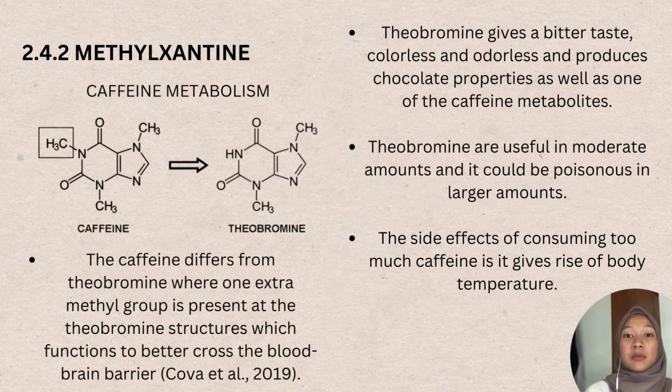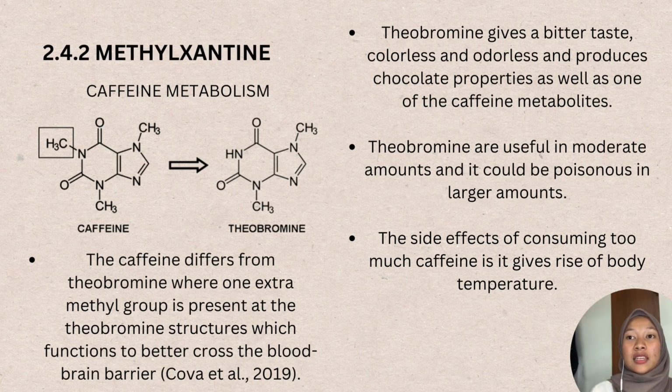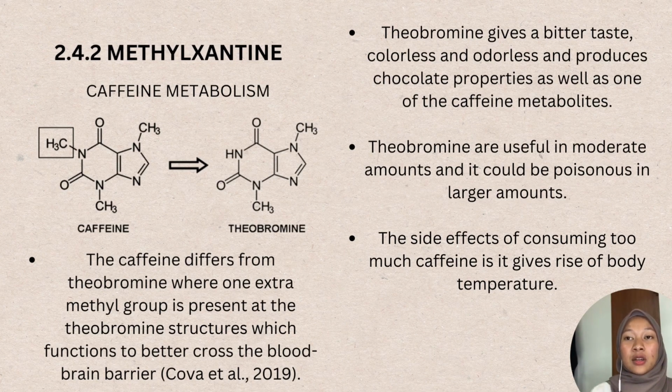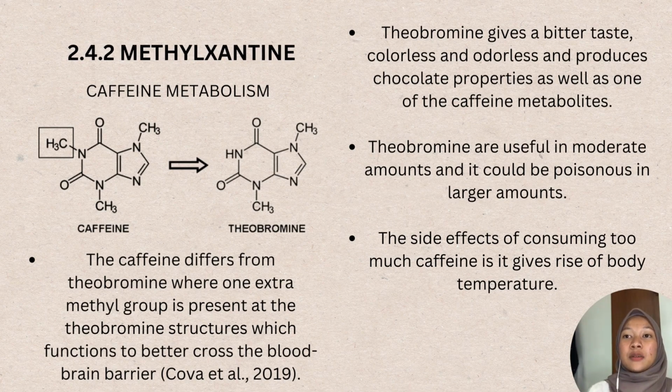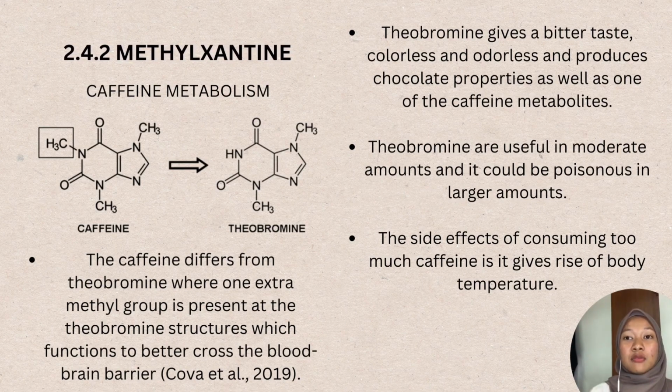The next bioactive compound is methylxanthine. The methylxanthine compounds found in cocoa are theobromine, caffeine, and also some theophylline. The amount of theobromine and caffeine depends on the cocoa genotype itself, where the amount of caffeine is studied to be relatively small compared to theobromine. Theobromine gives a bitter taste, is colorless and odorless, and produces chocolate properties, as well as being one of the caffeine metabolites. Theobromine is useful in moderate amounts and could be poisonous when taken in larger amounts. The side effect of consuming too much caffeine is that it will raise the body temperature of humans. And the figure shows the caffeine metabolism reaction in which caffeine is turned into theobromine.